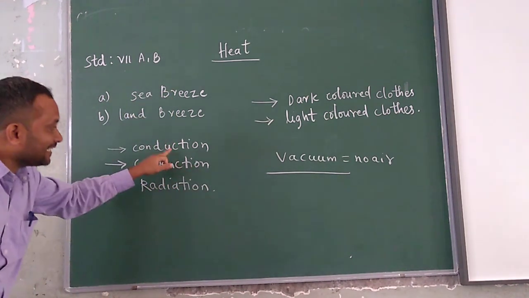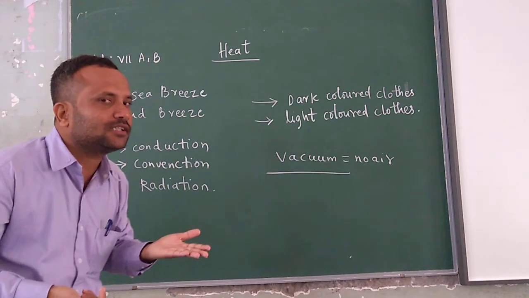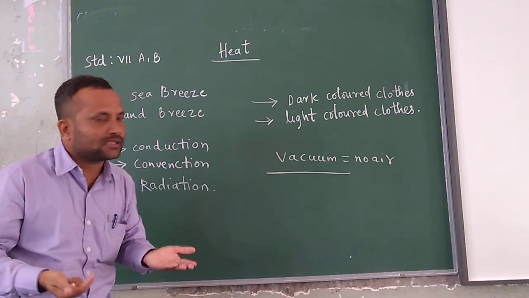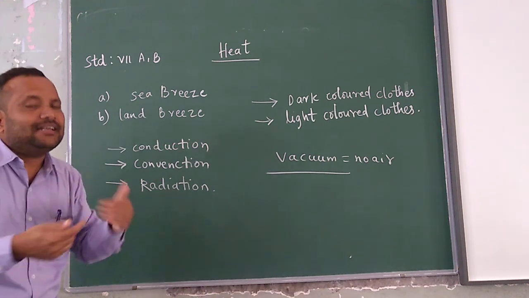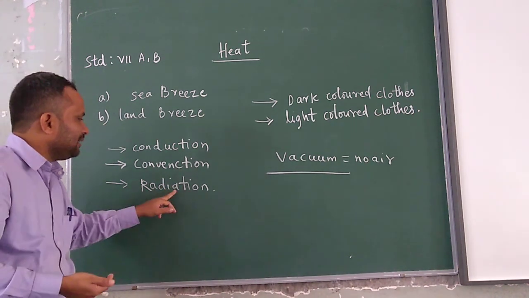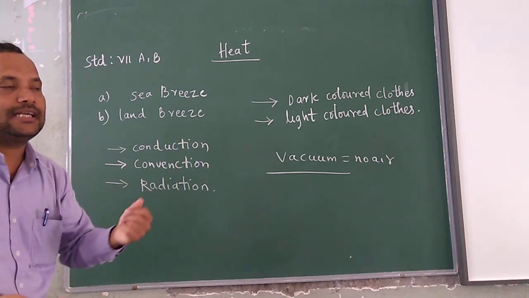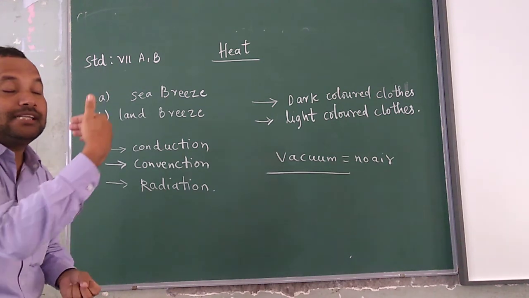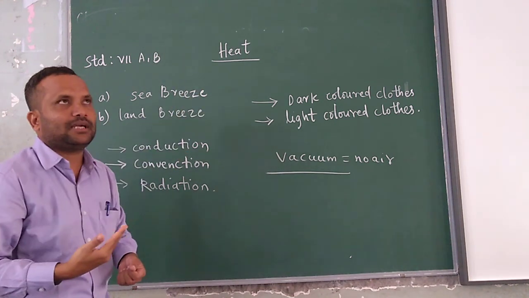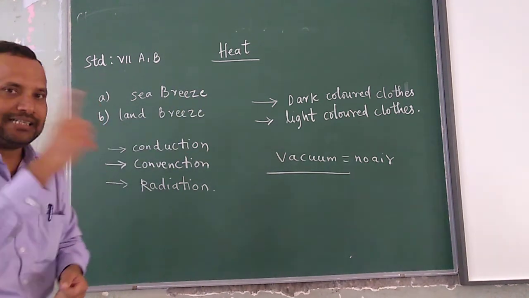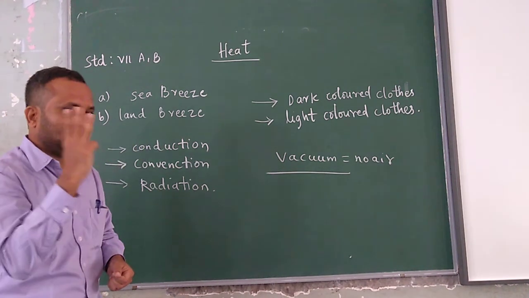Yes, children. Conduction, convection, radiation: three processes are there. Conduction, heat transfers through solids, a very fast process. Convection, where heat transfer takes place in liquids. Radiation, where heat is transferred through air from hot objects. Conduction, convection, radiation. Yes, children, these are three processes.